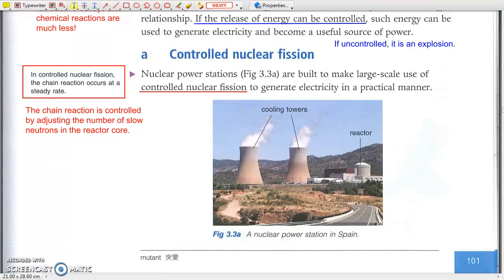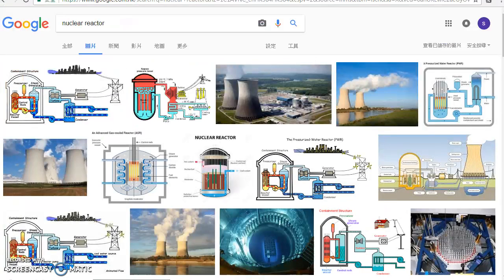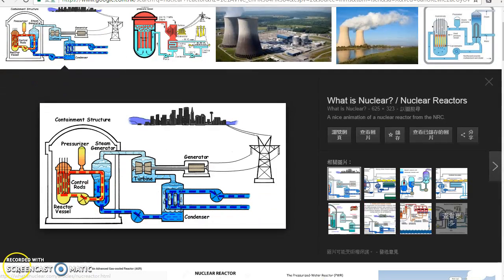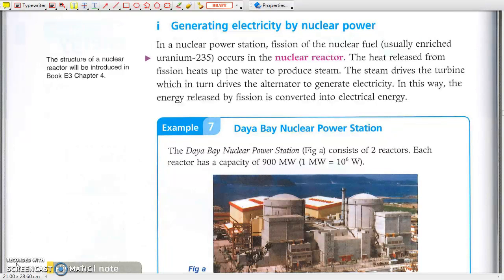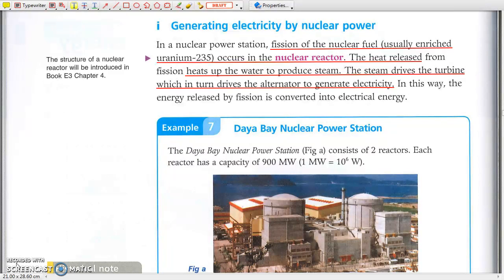A. Controlled nuclear fission. All nuclear power plants in the world make use of controlled fission. 1. Generating electricity by nuclear power. In a nuclear power plant, there are usually more than one nuclear reactor. There are different types and designs of fission reactors. Many of them use uranium-235 as nuclear fuel to produce electricity.